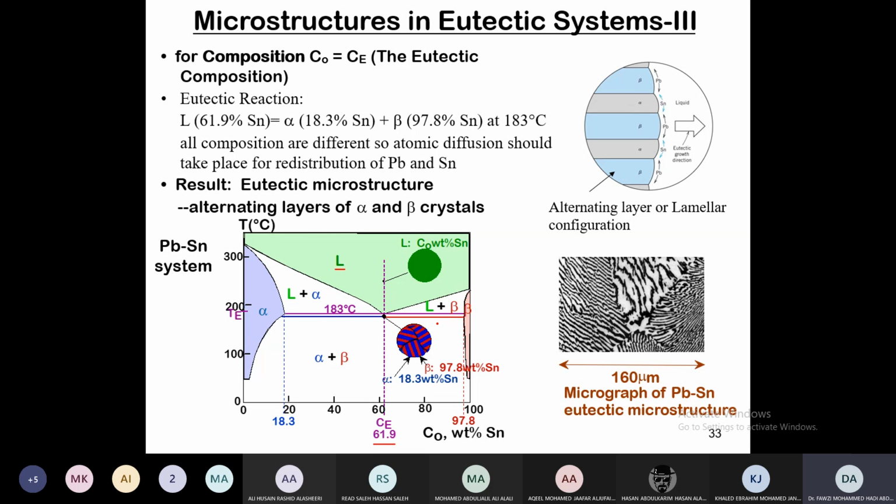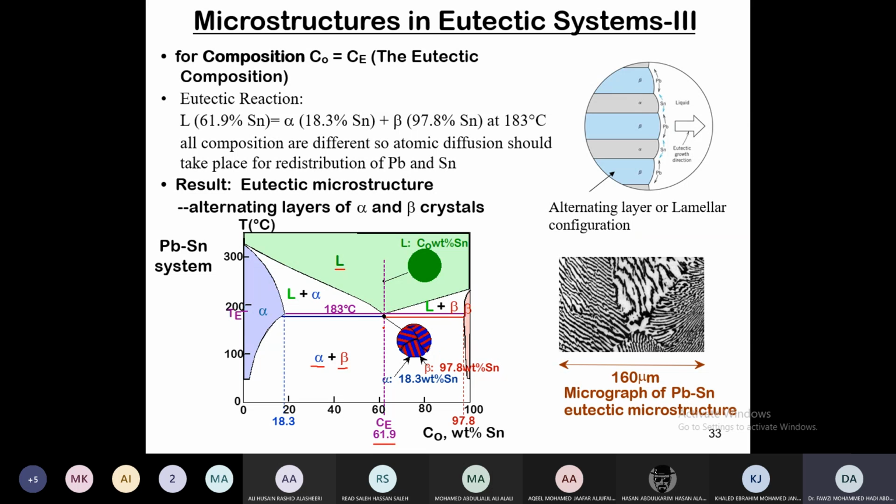is alternating lines or layers of the two phases, because above that point you have only liquid, below that point you have two phases, the alpha and the beta, and they directly form after going just below the eutectic line. It forms this lamellar configuration, which is the alternating layers of alpha, beta, alpha, beta, alpha, beta, like that in different colonies. In this colony, this is another colony here, and this is another colony. And in each colony, the orientations are different as well.